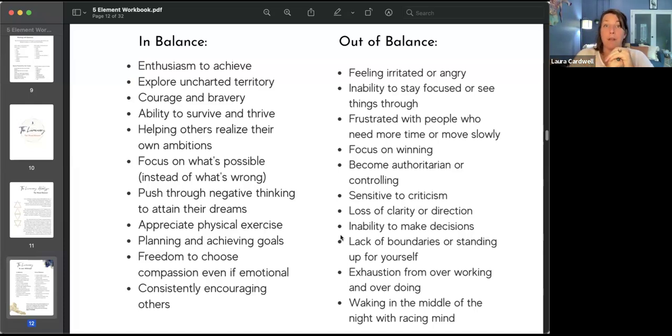It helps people to focus on what's possible and not what's wrong, which can often happen from the water perspective. It helps us to push through our negative thinking so that we can attain our dreams. It takes us beyond the fear and towards what we want. Generally, wood types like to physically exercise. It needs to move. It likes to plan goals. It likes to achieve goals. It likes to move. Freedom is the thing.